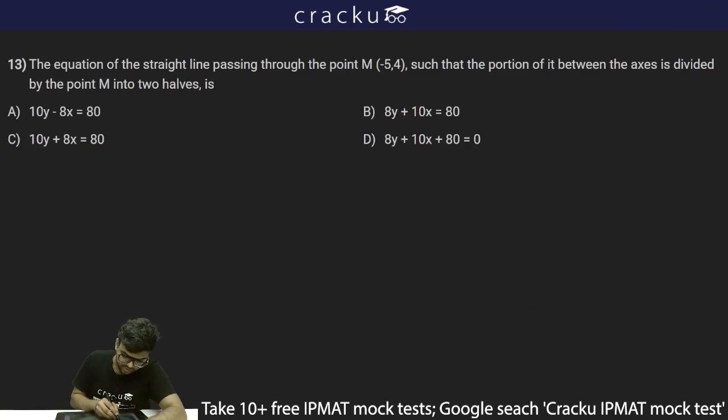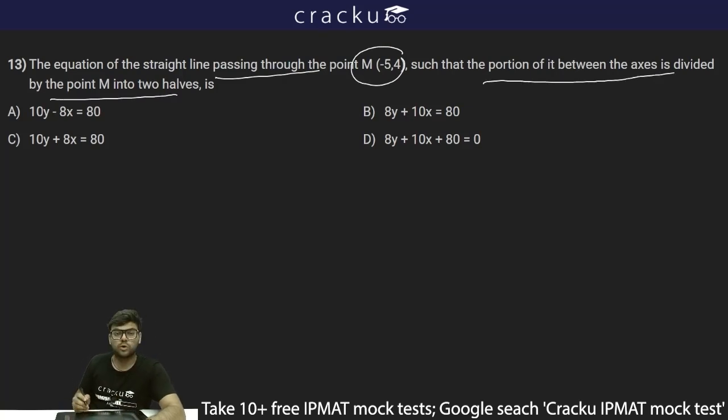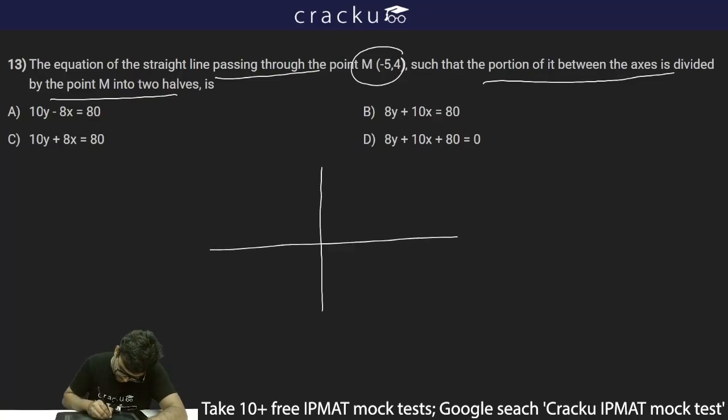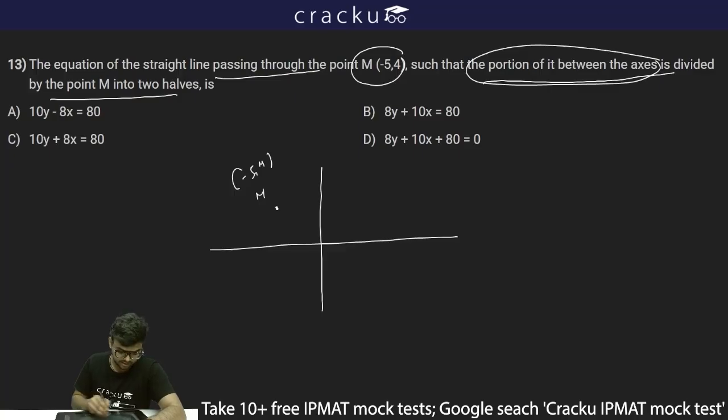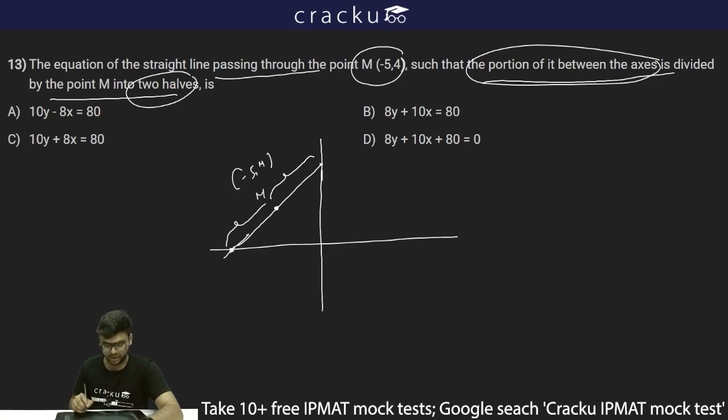The next question: given the equation of the straight line passing through the point M (minus 5, 4) such that the portion of it between the axes is divided by the point M into 2 halves. So let's say these are our quadrants. Now there is this point M which is (minus 5, 4). It is dividing the portion of the line between the axes into 2 equal halves.